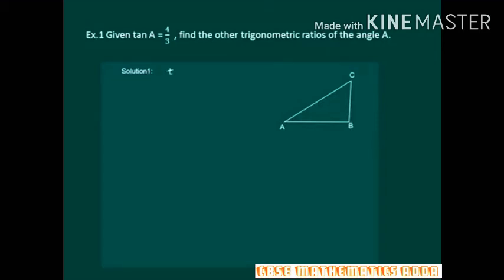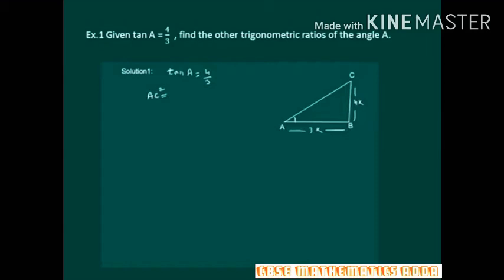Now come to example 1. Given that tan A equals 4 by 3, find the trigonometric ratios. So tan A equals 4 by 3. This is the given data in the question. So this is the angle A, and tan A means BC by AB, so BC is in the ratio 4k and AB is in the ratio 3k.